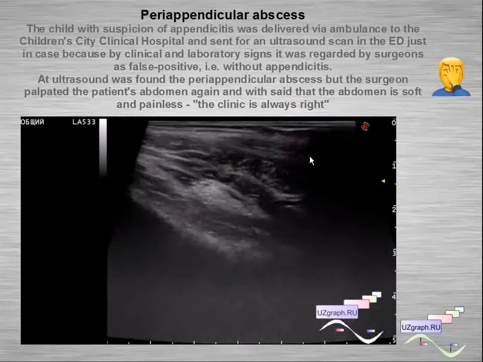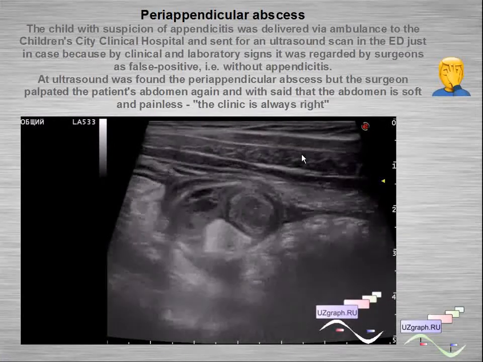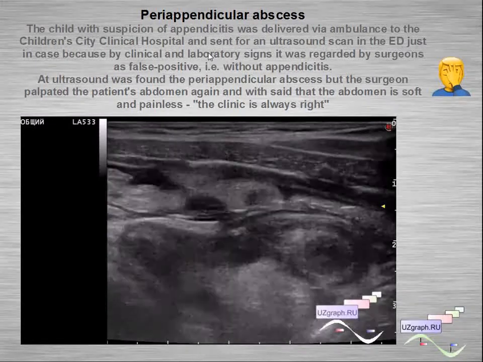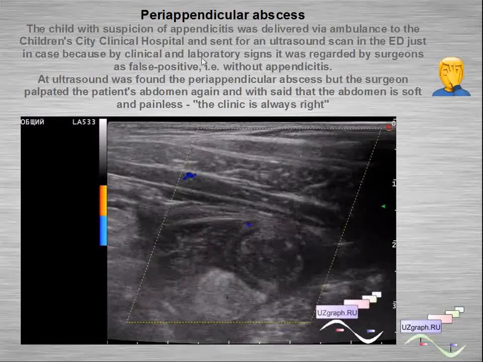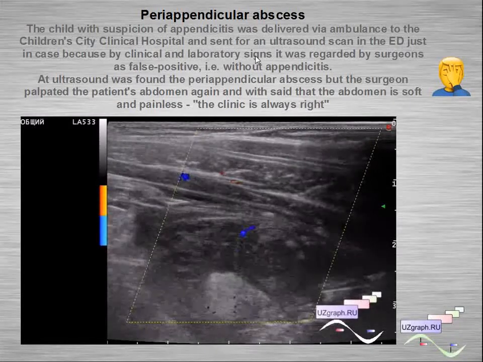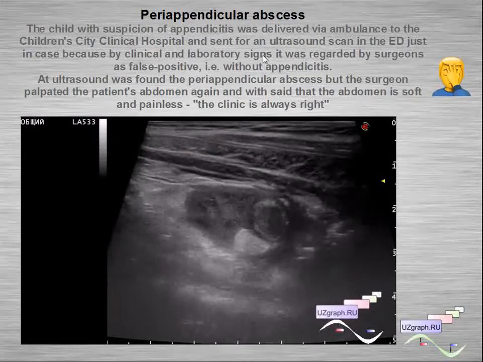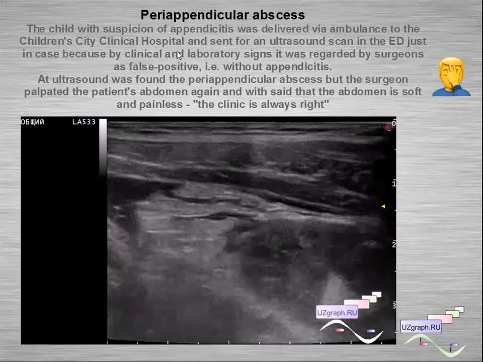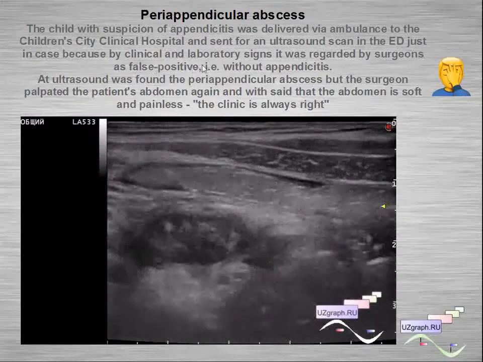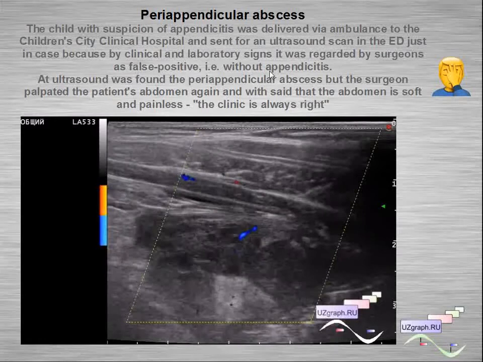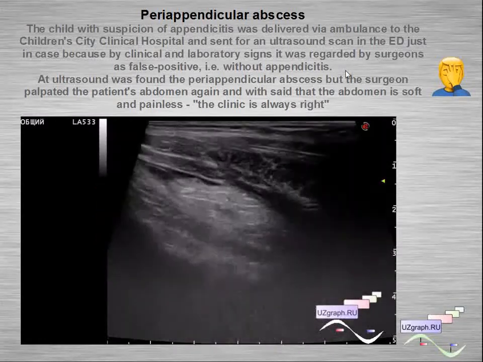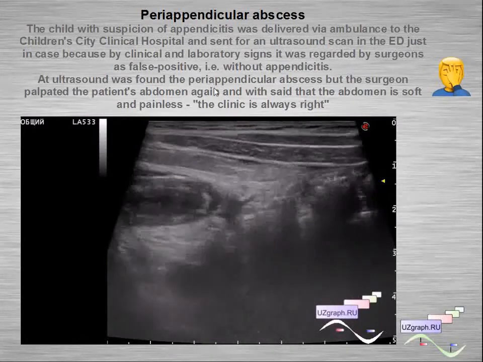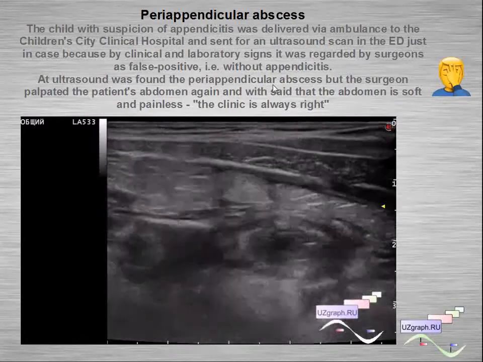Another abscess, and this case is interesting because the clinician doesn't think this is a case of appendicitis. The clinician thinks it's a false positive, a patient without appendicitis, and even after the ultrasound scan with suspicion of appendicitis, the clinician doesn't change his opinion.